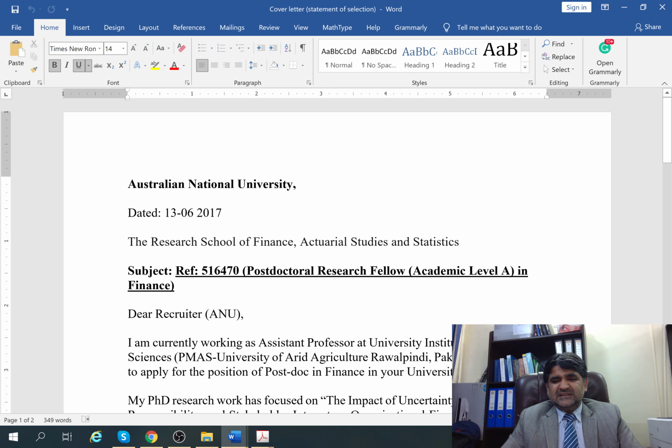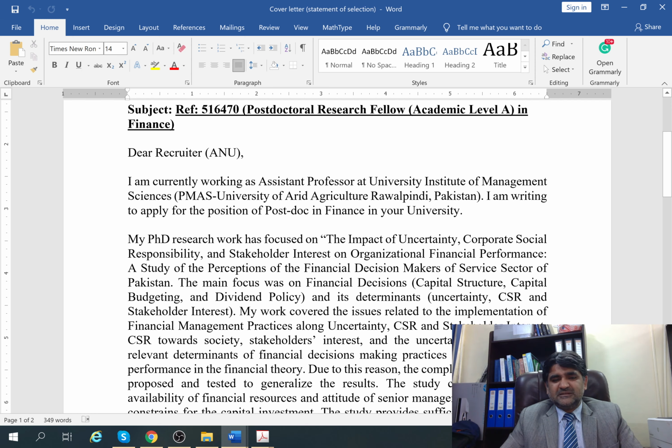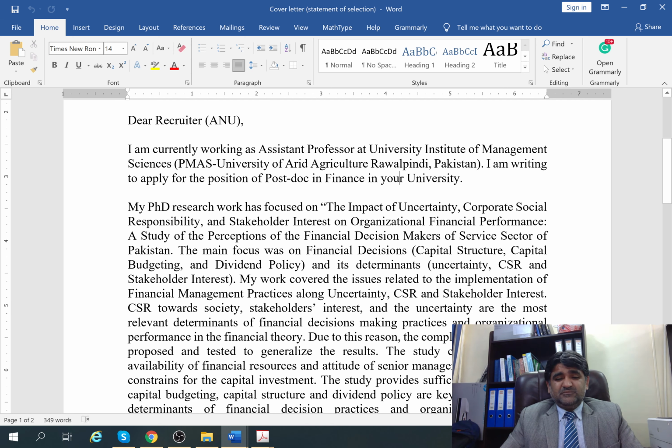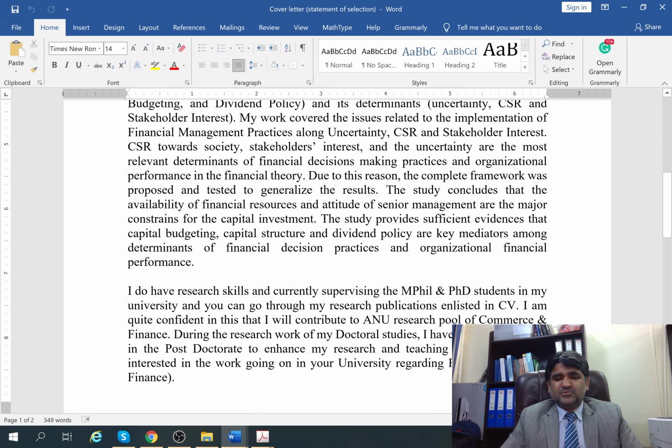Then you can write the level of fellowship, and here, dear recruiter of Australian National University. In the first paragraph, as I have explained, that will be related to your introduction and the objective of writing this letter. Then the second paragraph is related to your PhD, but you should be very brief: what you have done in your PhD, what your plan is for your postdoc, and how your project will contribute towards the university.